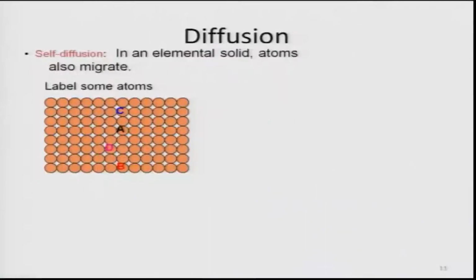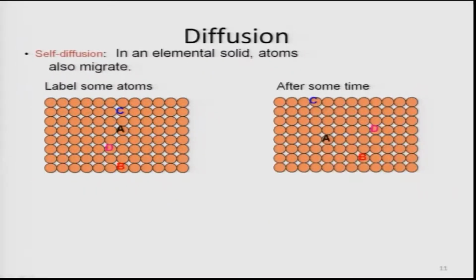So here let us label some atoms like A, B, C, D. Now what happened, you see here? After some time the A atom has moved from here to somewhere on the left side, the D atom is moving on the right side, the C atom is moving on the left side, and the B atom is moving on the right side. That is obviously haphazard and random, because atoms will move depending on the availability of vacancies.